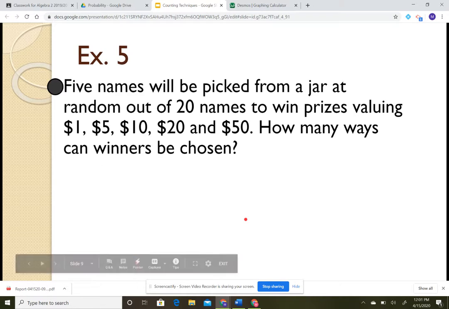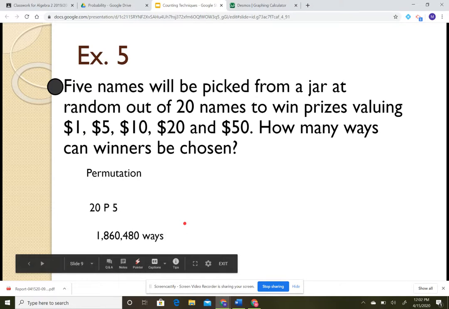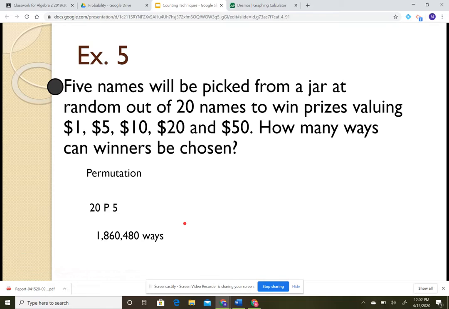Our last example: we are choosing 5 names to be picked from a jar at random out of 20 names to win prizes valuing anywhere from $1 to $50. How many ways can winners be chosen? Since they're being chosen for different things, like different jobs, they're getting different prizes, this is going to be a permutation. When we set it up, we have our total first, that's 20, then P5, and when we put it in the calculator, we get a total of 1,860,480 ways. Hope this helps.